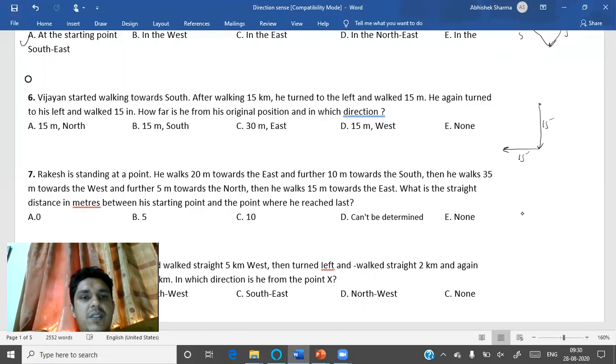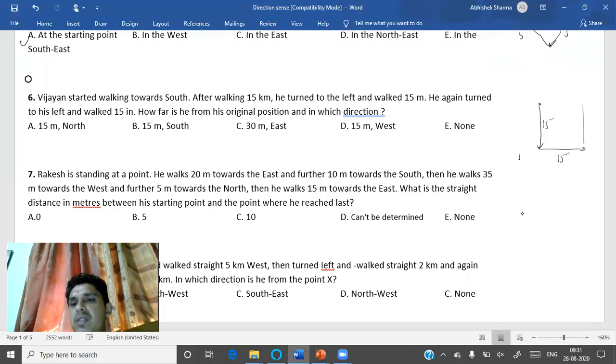Okay, let us go again. Vijayan started walking towards south. After walking 15 kilometer, he turned to his left and walked 15 meter. Okay, he again turned to his left and walked 15 meter. That means this can be the situation.